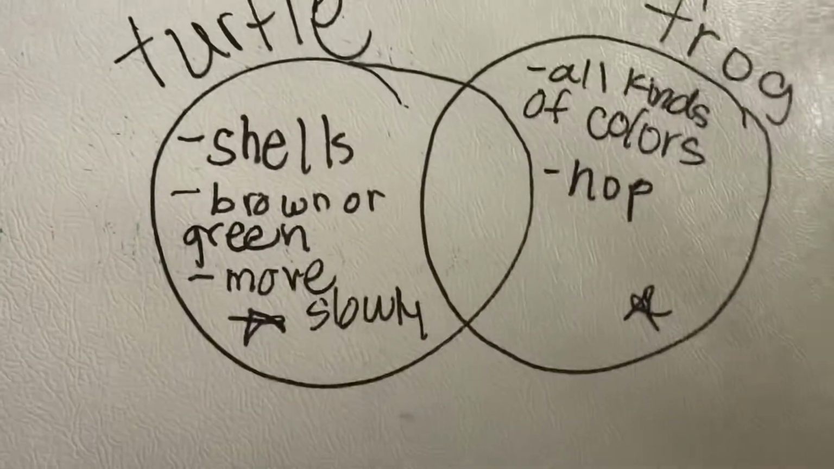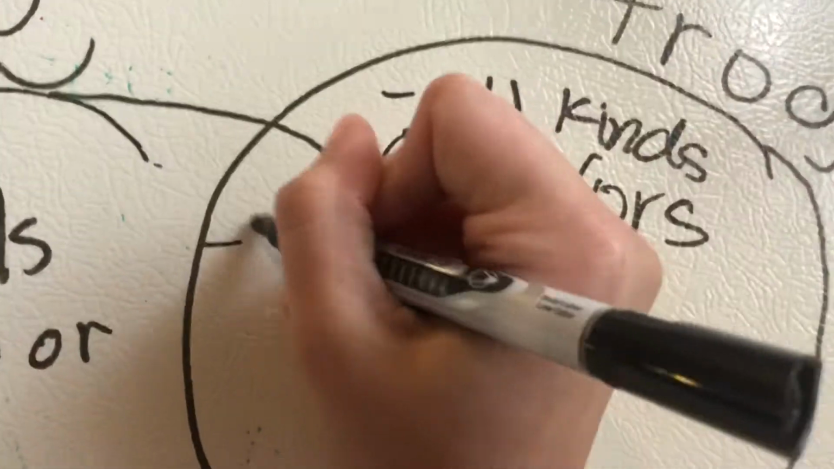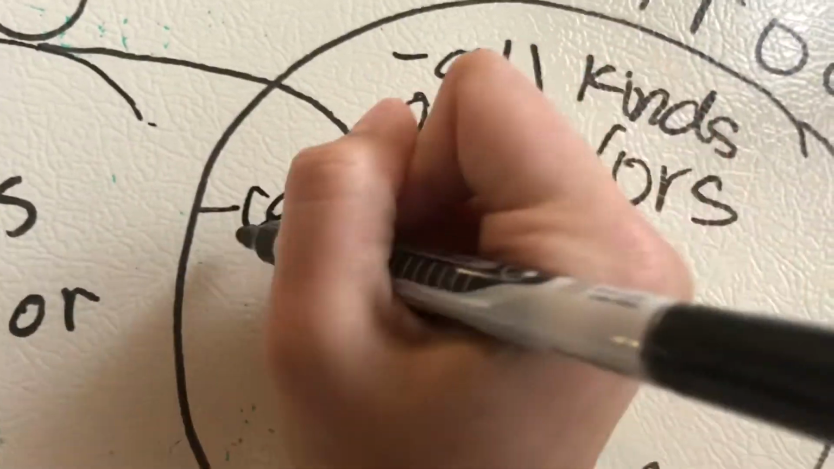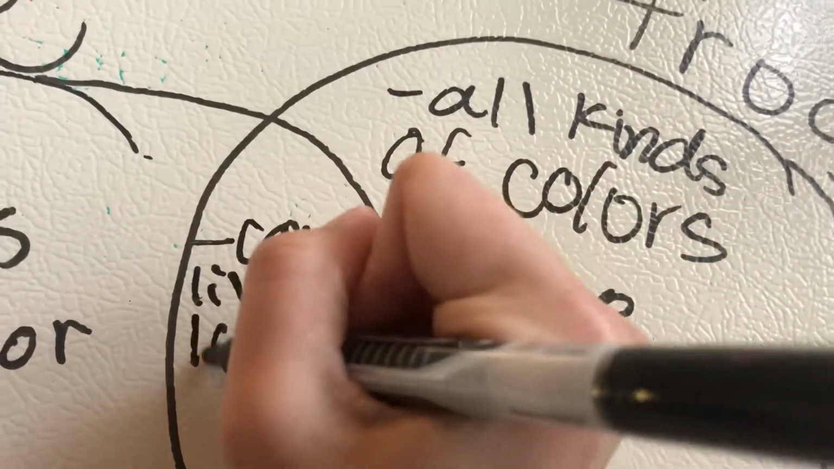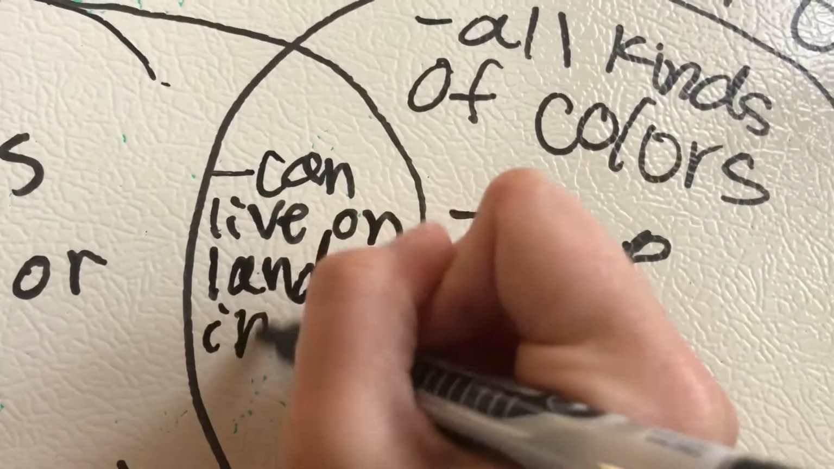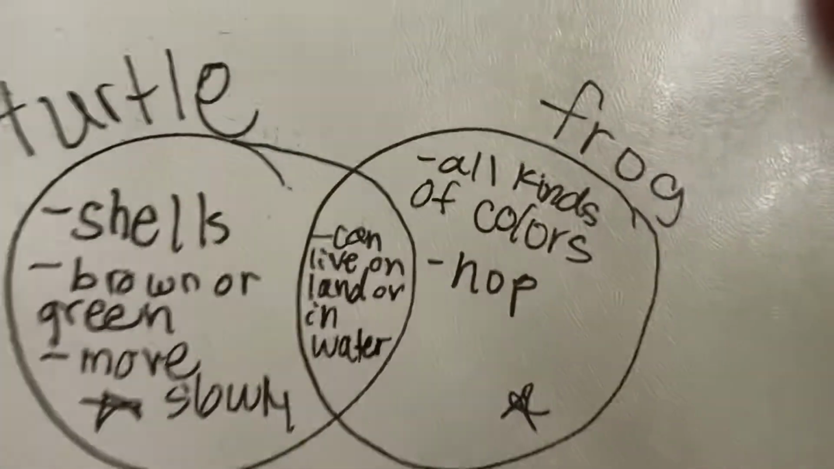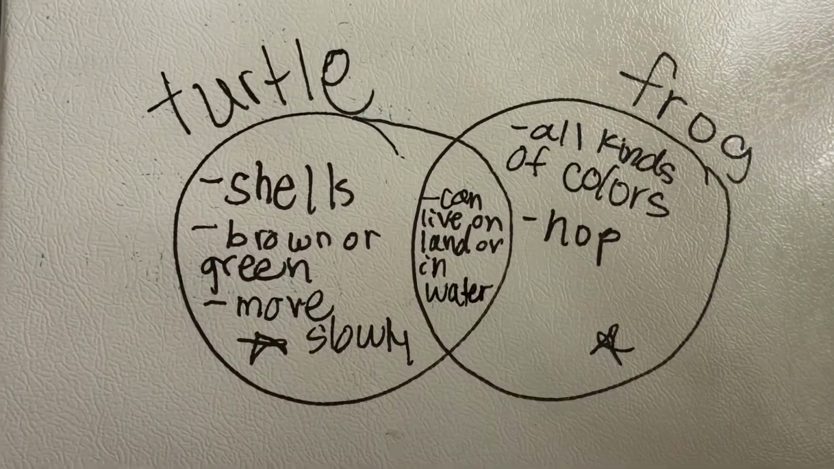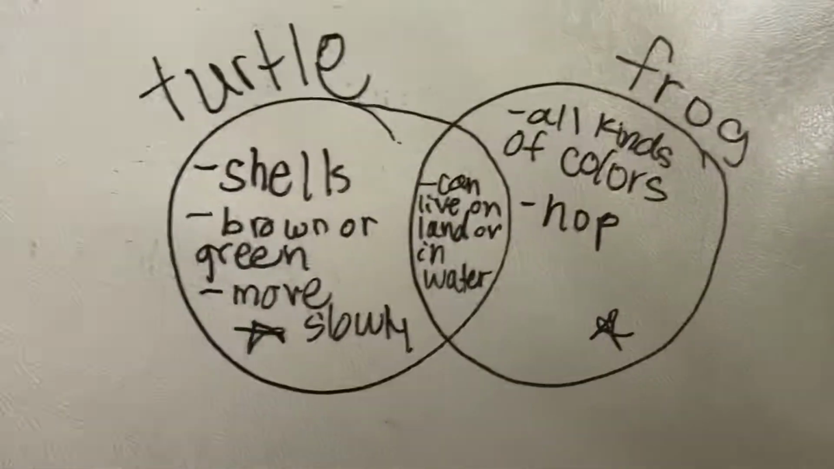Good. The first thing that comes to my brain, how turtles and frogs are the same, is they both of them can live, oh no, it's getting too small, can live on land or in water. Okay, well that took up all of the comparison part of my Venn diagram.